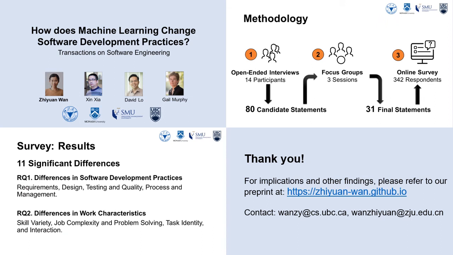In this work, we answered the question, how machine learning changes software development practices, by following a mixed qualitative and quantitative approach. We found 11 significant differences in software development practices and work characteristics. Based on our findings, we presented the causes behind the differences as discussed by our interviewees: the uncertainty in requirements and algorithms, and the vital role of data. We also provided practical lessons about preliminary experiments, reproducibility, and performance reporting, and highlighted several research avenues, such as continuous performance measurement and debugging. For more details and implications, please refer to our preprint at my homepage.